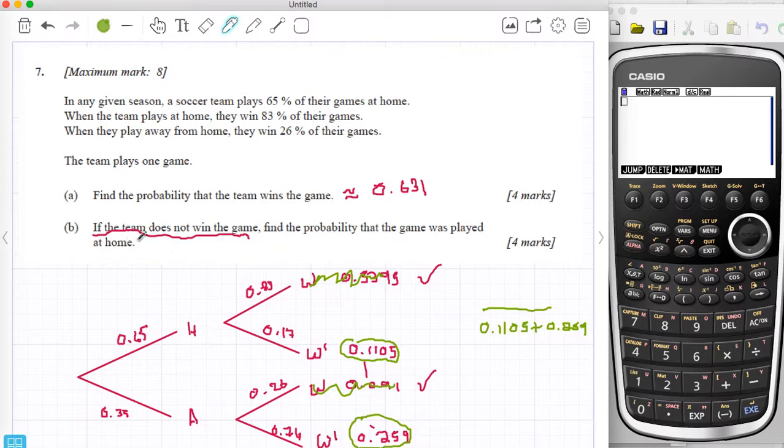I haven't even read the rest of it. It just says, if the team does not win a game, find the probability that the game was played at home. Which one of these two was the game being played at home? Here. So this one goes on the top. Then I calculate this, that goes in my calculator, and it comes out as 0.299. Look at the working out that's been done here. Very, very straightforward if I draw a tree diagram.